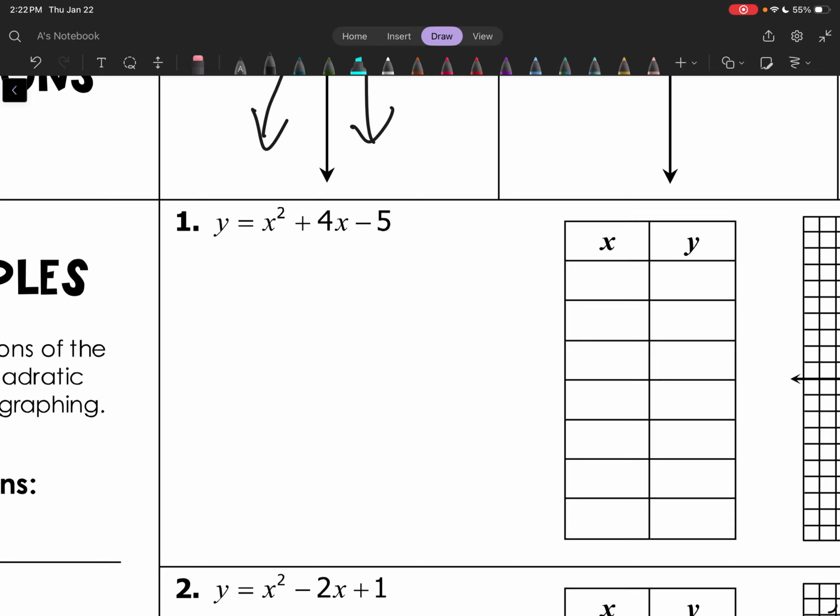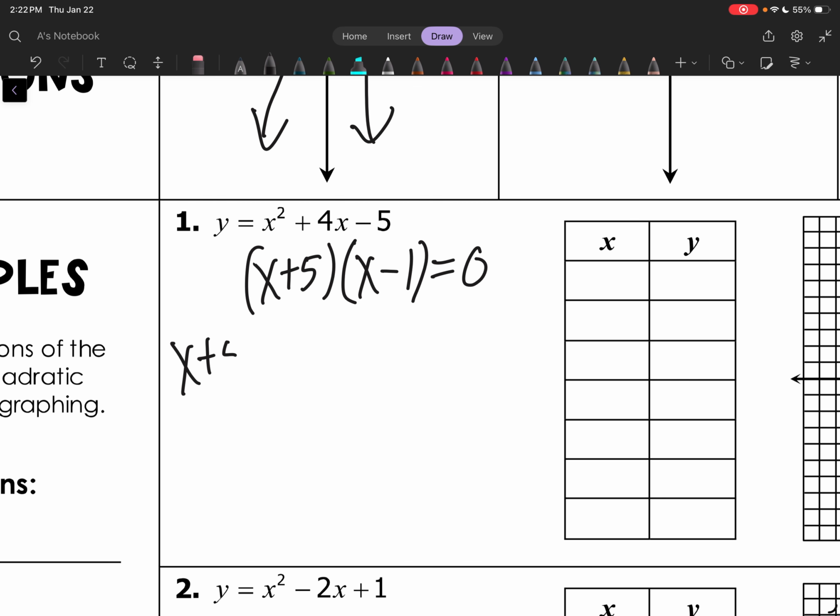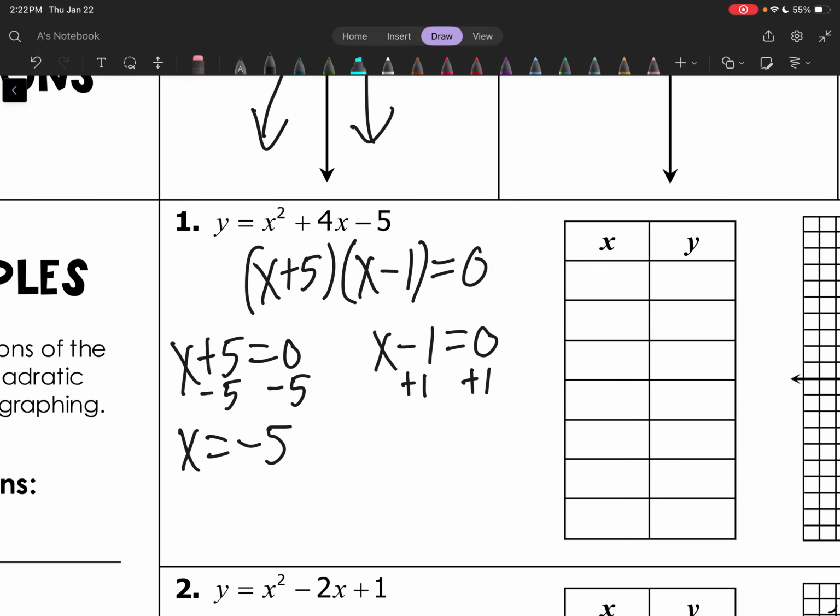To solve these problems, you're going to factor it. This factors to x plus 5 and x minus 1. Once you have them factored, you're going to set them equal to 0. So I have x plus 5 equals 0. I have x minus 1 equals 0. Subtract 5 from both sides. Add 1 to both sides, respectively. X equals negative 5. X equals 1.